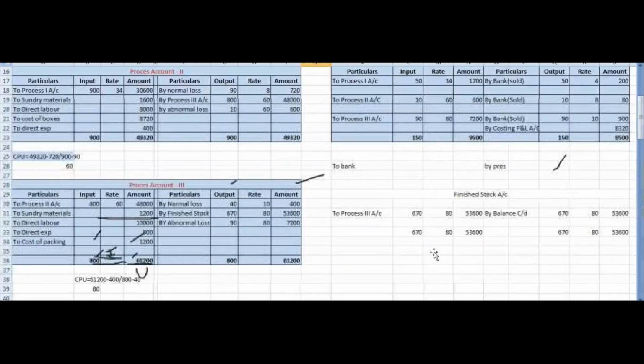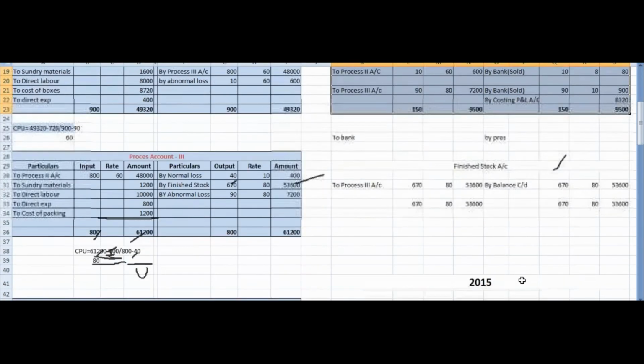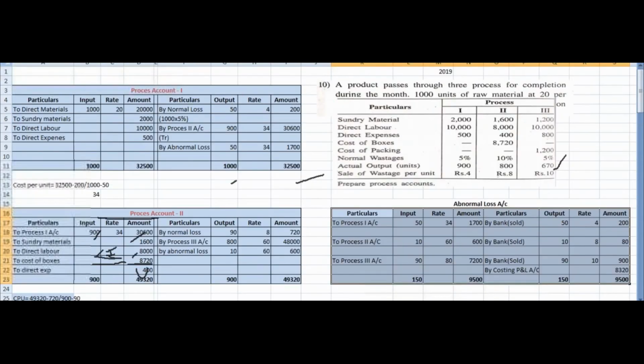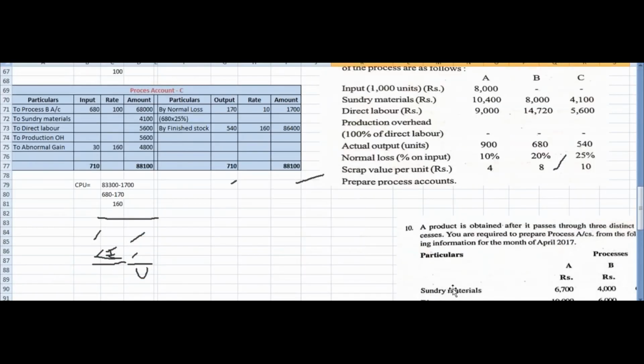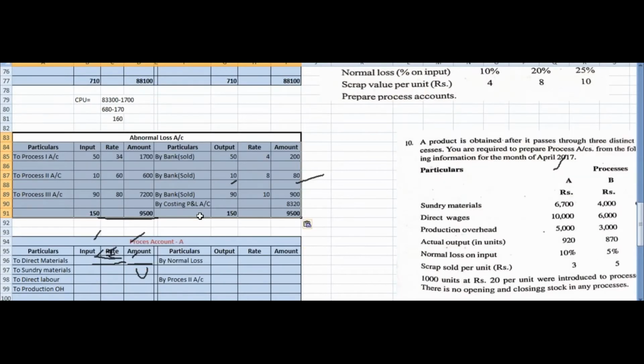In the previous question, I think I showed you how to get the abnormal loss. Now I will show you how to find the abnormal gain. How to find the abnormal loss and abnormal gain. We use the same copy. I'll copy the same one now. I will show you how to find both the abnormal loss and abnormal gain.